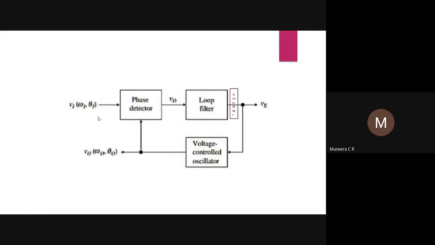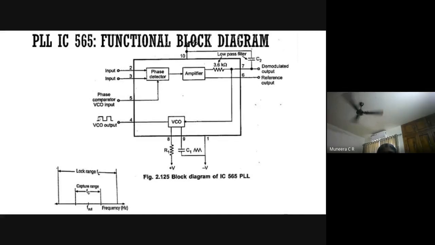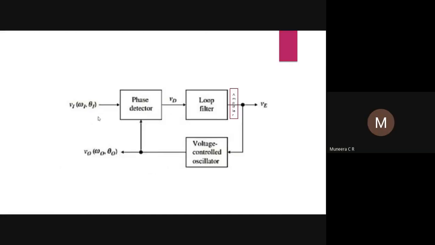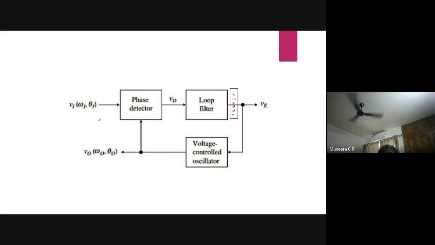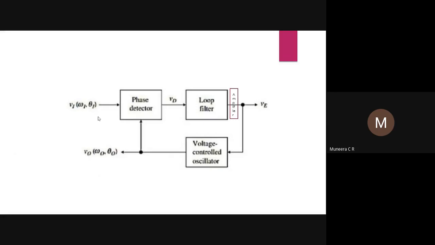So what is actually PLL? PLL is a frequency selective circuit which is synchronized with the incoming signals. Basically, a PLL consists of a phase detector, loop filter, and a voltage controlled oscillator and an amplifier.